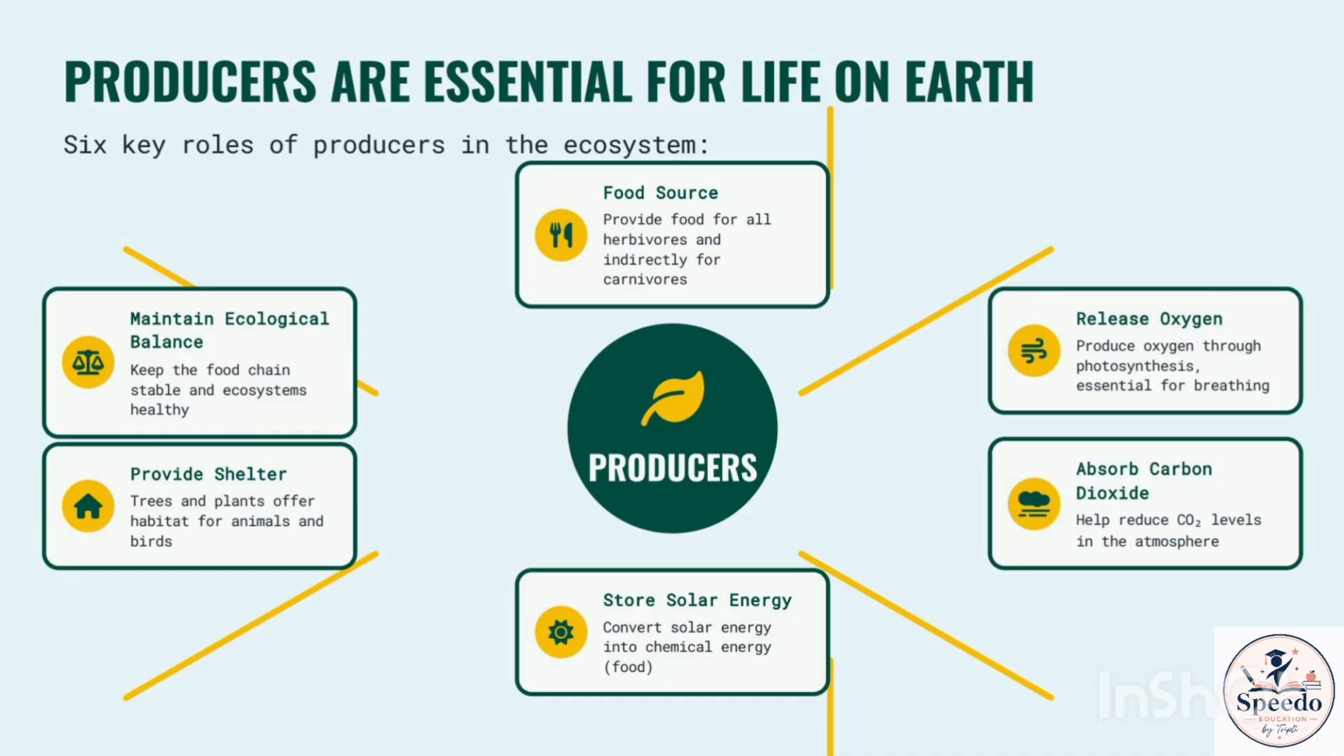Without producers, the food chain would not exist, oxygen levels would decrease, and life on Earth would not be able to continue. So remember this point: producers are the only organisms capable of converting solar energy into food, making them the starting point of energy flow in every ecosystem.